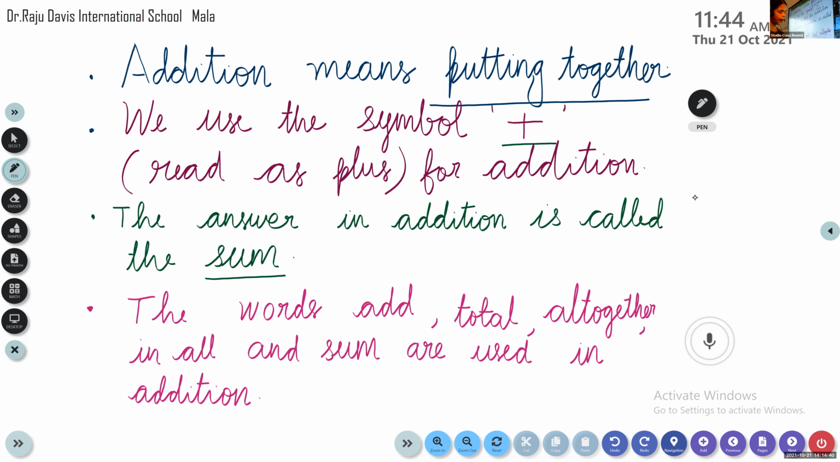The words add, total, all together, in all, and sum are used in addition. Rishikesh, please unmute and read.